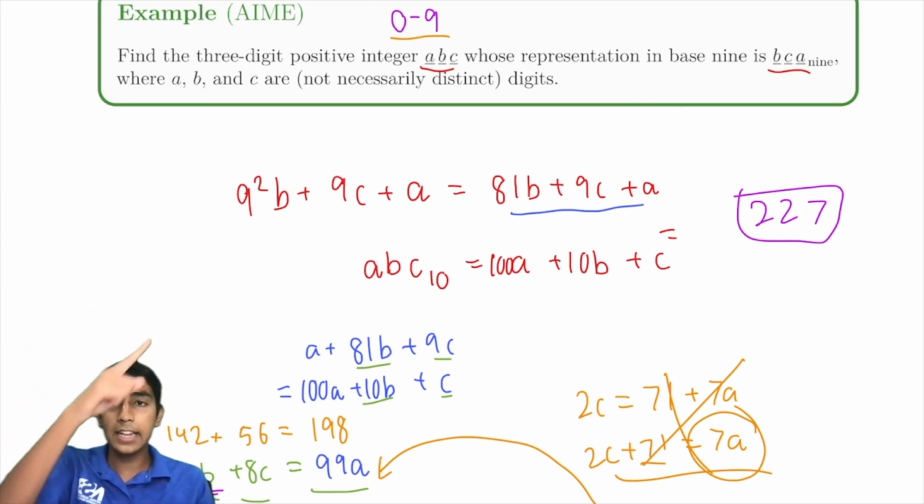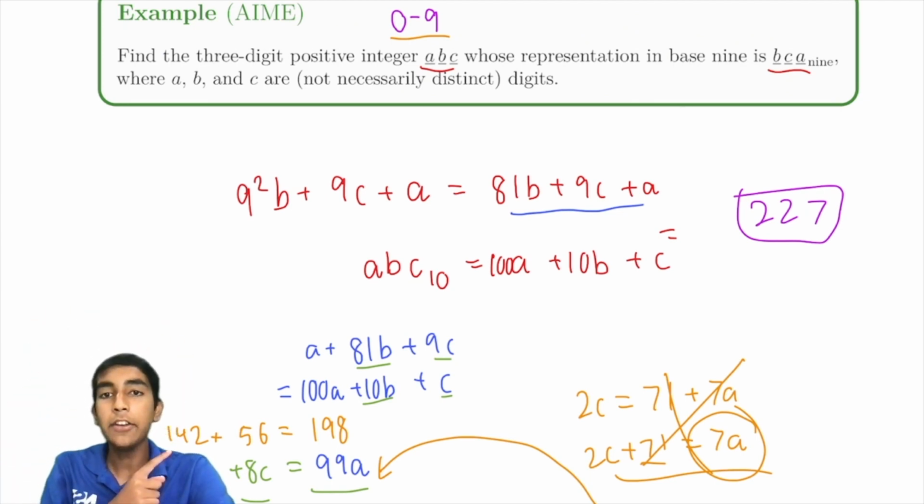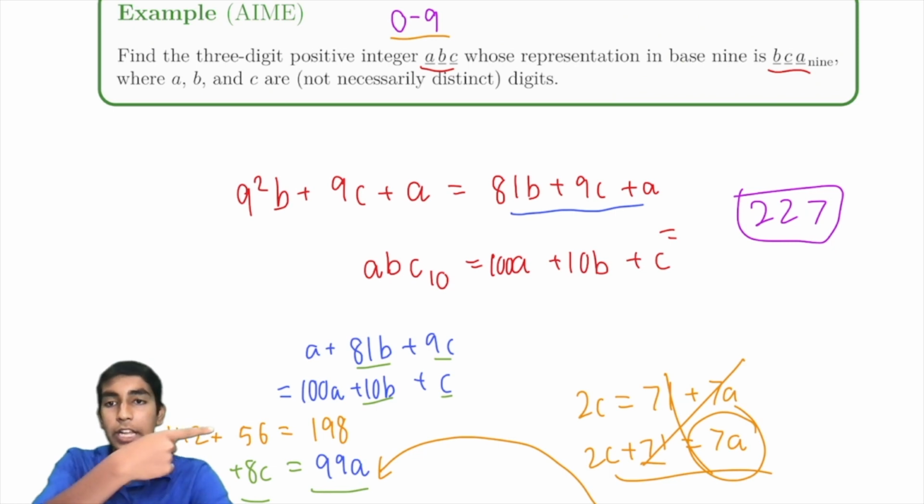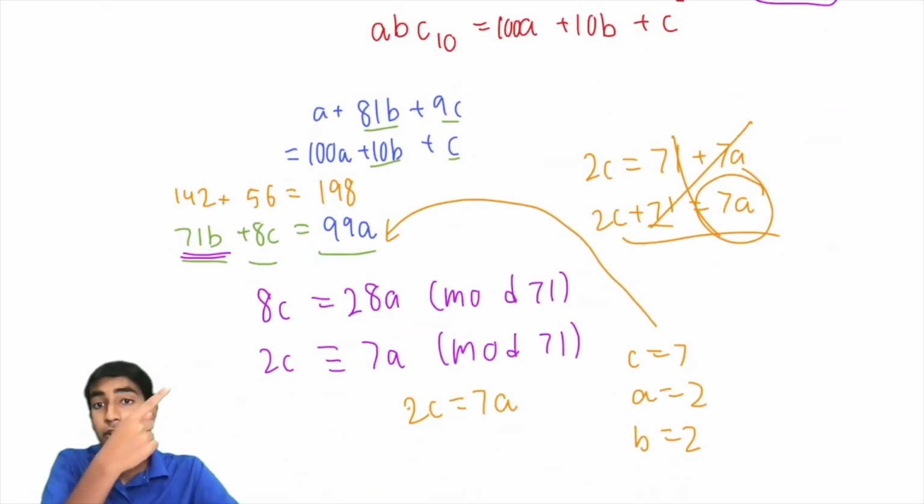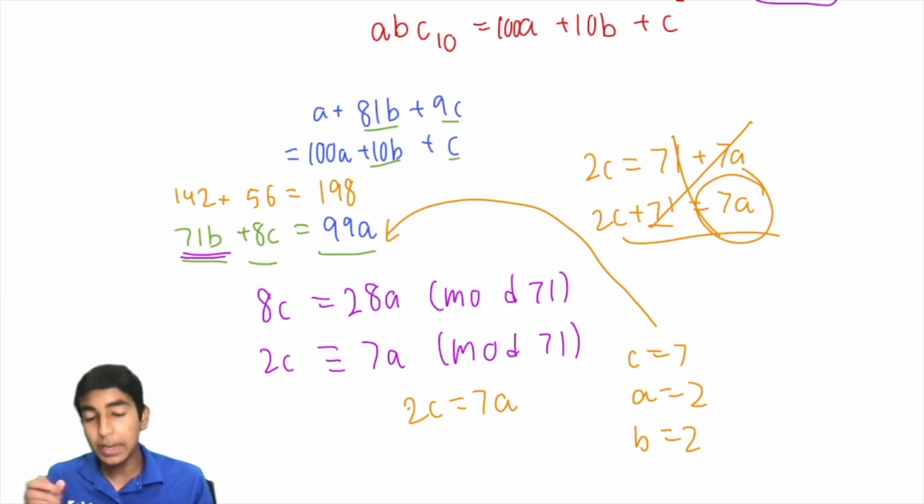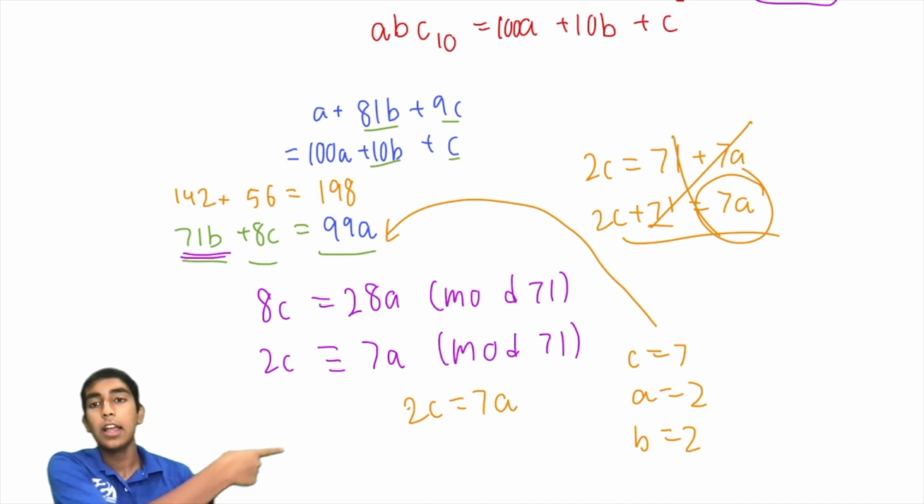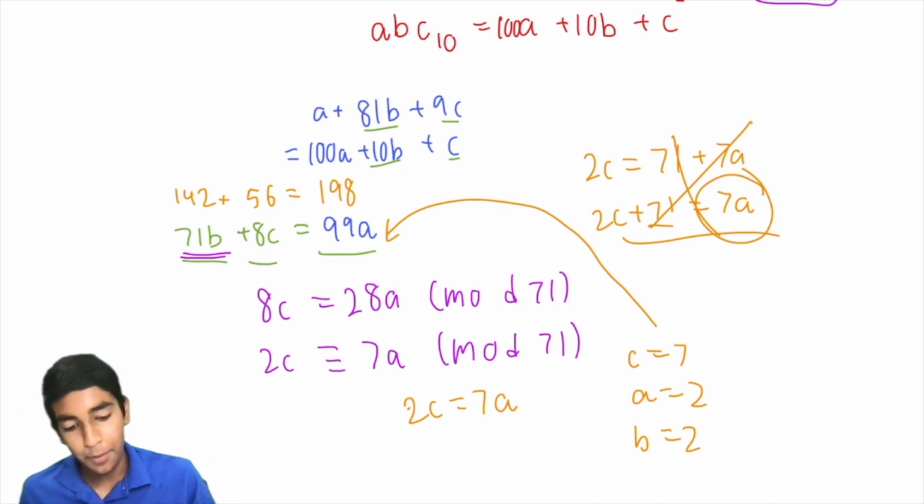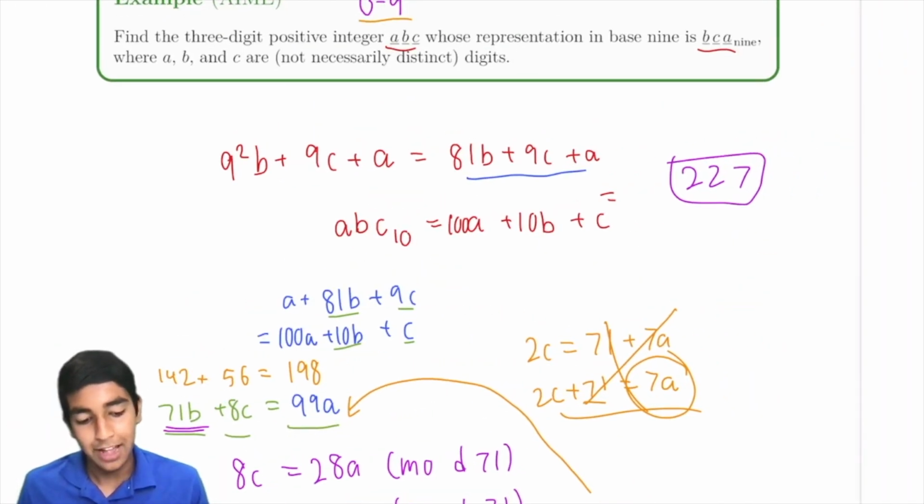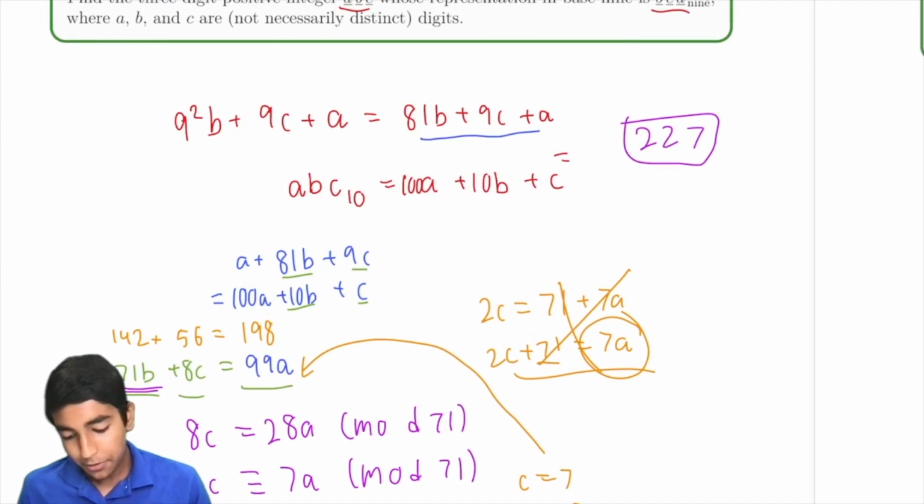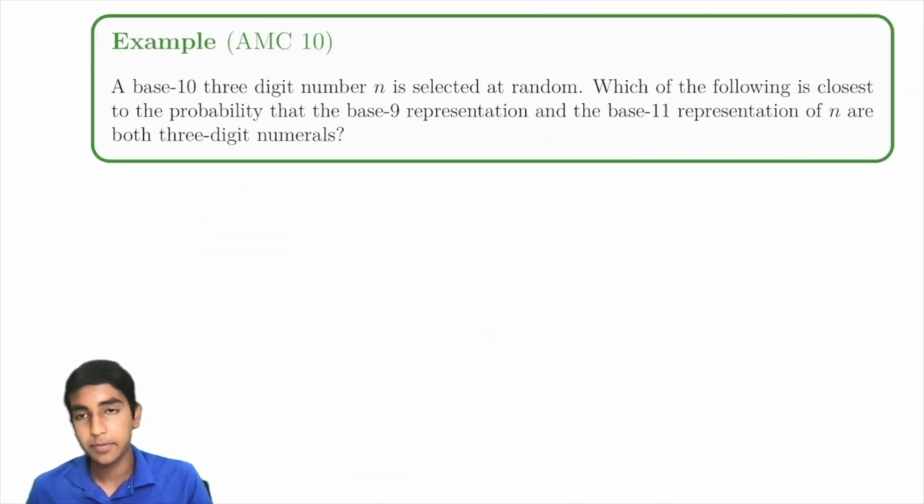Let's summarize. First, we look at the base 9 and 10 representations. Then, we substitute those over here and get a diophantine equation. We take mod 71, because the key thing here is we're trying to eliminate those terms. So 99a mod 71 is 28a, and then we end up with a simple equation, solve with mods, get our answer, and celebrate that we have our answer done. 227. That was a cool problem with mods, but let's take a look at another problem here.